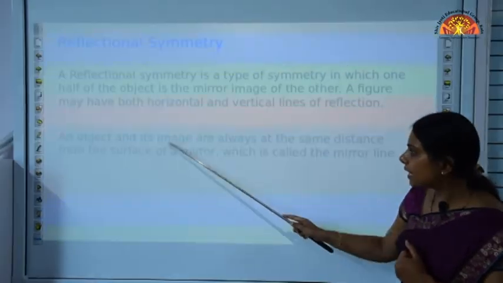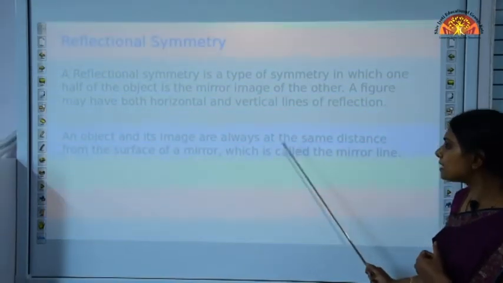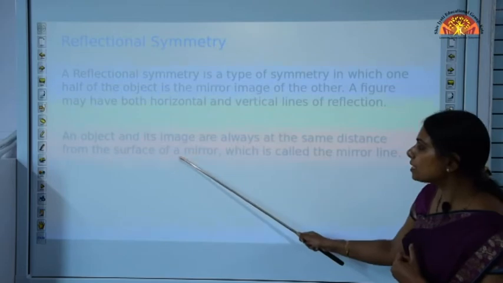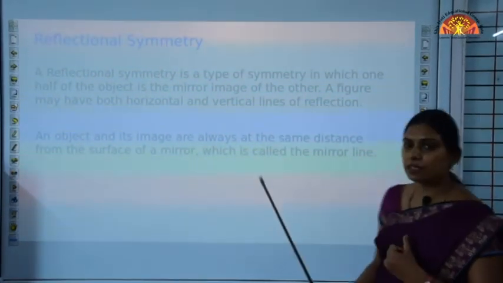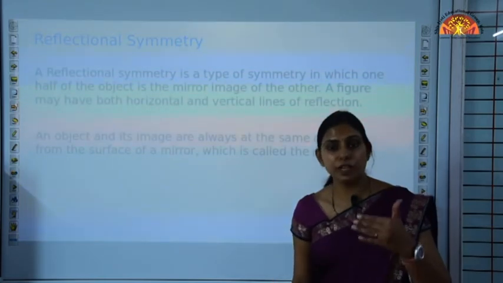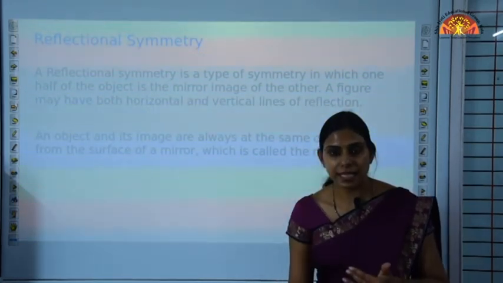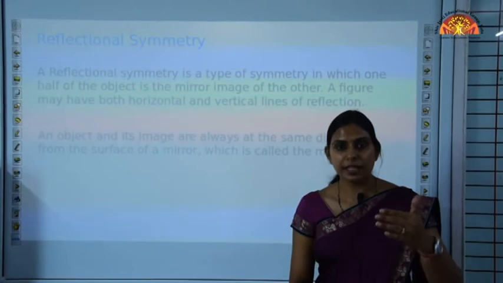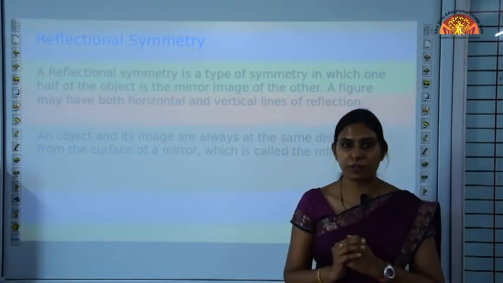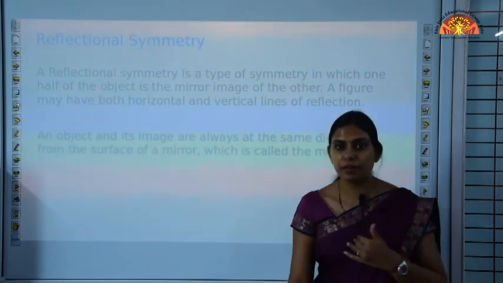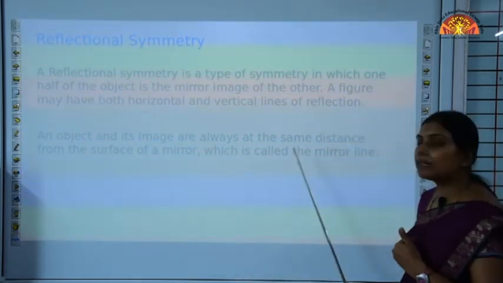An object and its image are always at the same distance from the surface of the mirror, which is called the mirror line. So children, whenever you are standing in front of the mirror, you can see that your image and you are at the same distance from the surface of the mirror. So this surface of the mirror is called the mirror line.